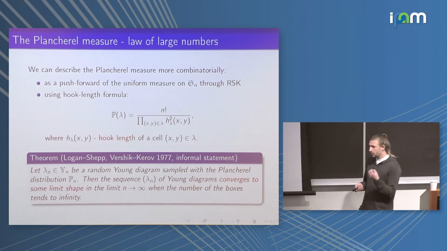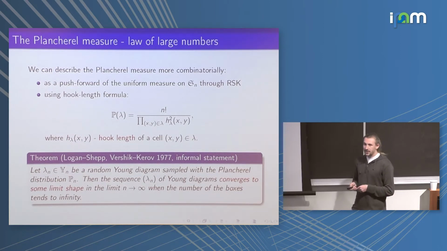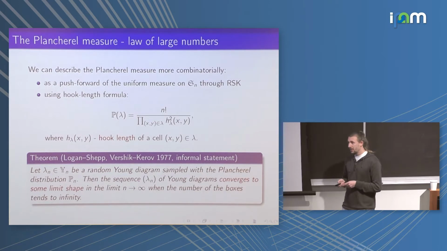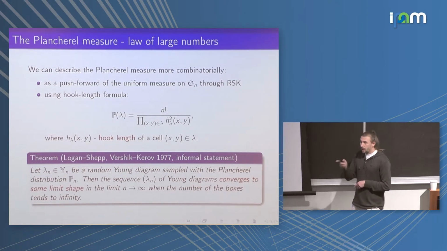that if you take a random Young diagram and it's distributed with respect to the Plancherel measure, and you wonder what is the typical behavior when the size of your Young diagram is tending to infinity, then it turns out that these random Young diagrams are very close to a certain fixed shape.